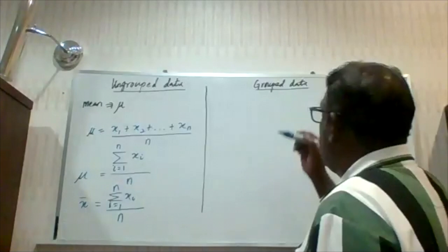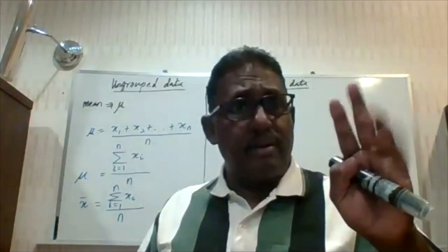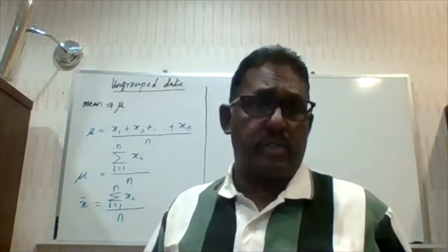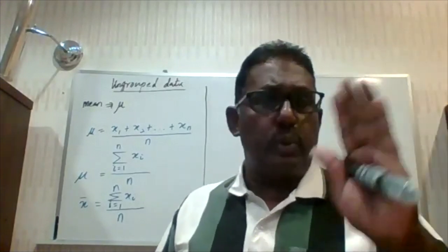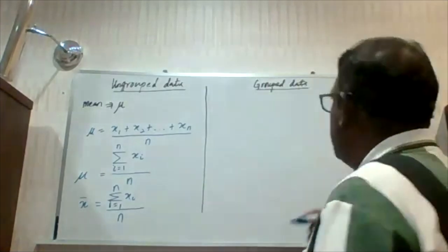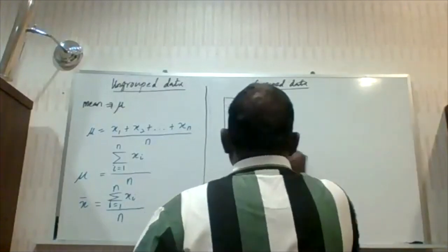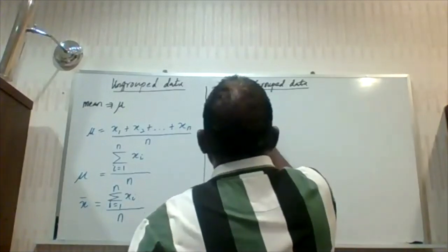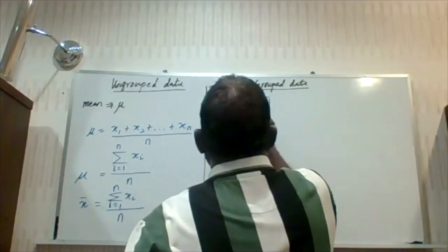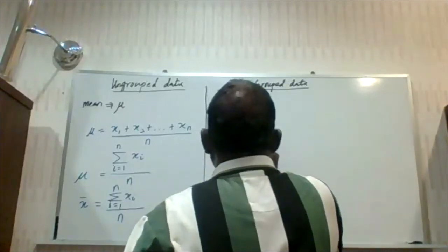Now, if it's group data, you have two types: one with class interval, the other without class interval. So let's talk about without class interval. If you do not have a class interval, you have individual values. So let me put that. This is without class interval. You will have values of x: x1, x2, x3, x4.